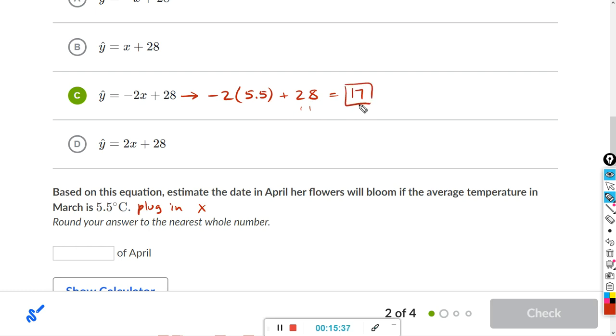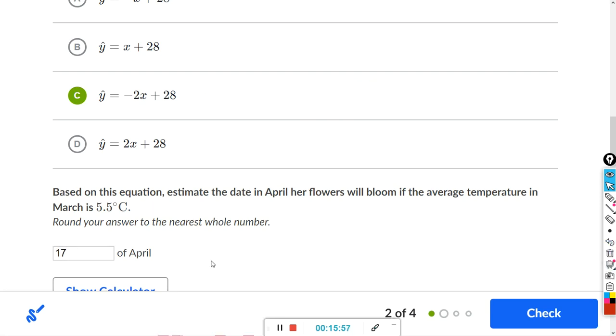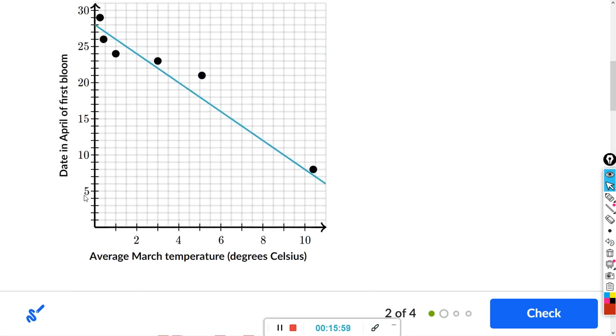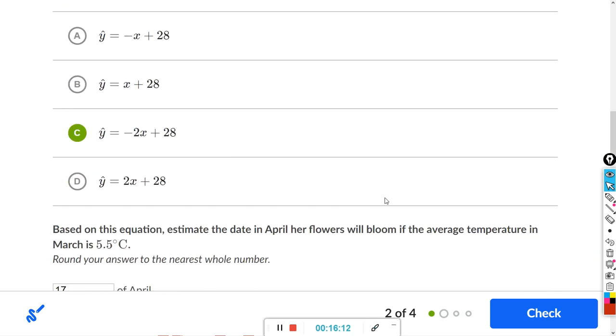Okay, now see if your answer makes sense. Based on this equation, estimate the date in April her flowers will bloom if the average temperature is 5.5 Celsius. So it's going to be the 17th of April. All right, you can check the graph if you want to see if that makes sense. All right, the 17th of April will be about here. And does it match with the 5.5? Yes. It's going to be about here. All right, so it makes sense.